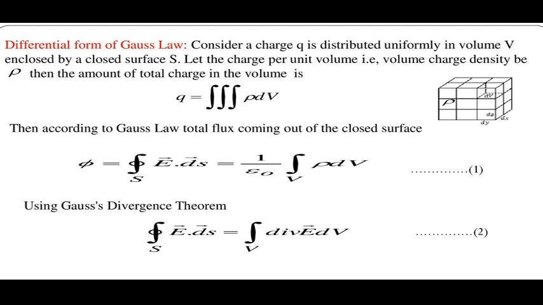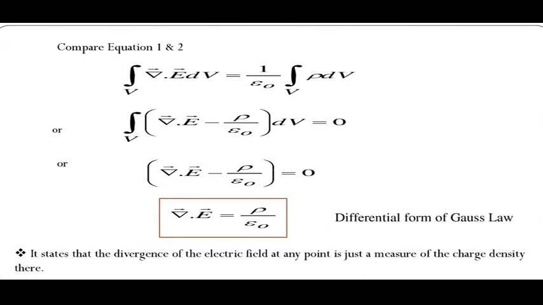This theorem I have discussed in my previous lecture in detail. Here I have written Gauss divergence theorem in terms of electric field vector E. So the equation is the surface integral of electric field is equal to the volume integral of the divergence of electric field. So using equation 2, we can substitute the surface integral of electric field with the volume integral of divergence of electric field, which gives us this final equation.